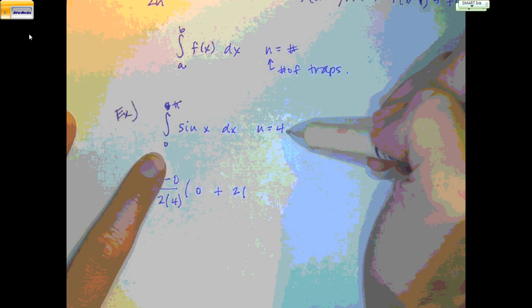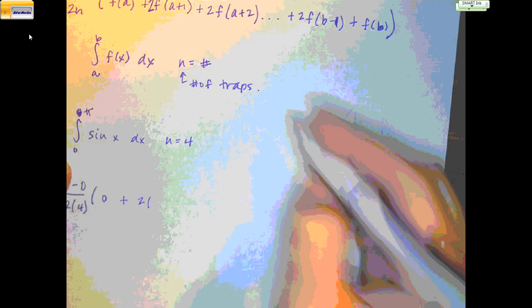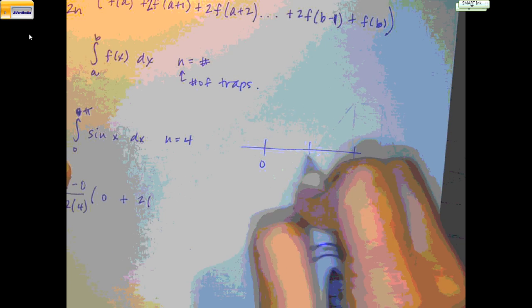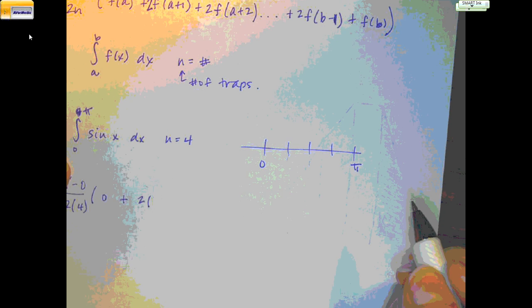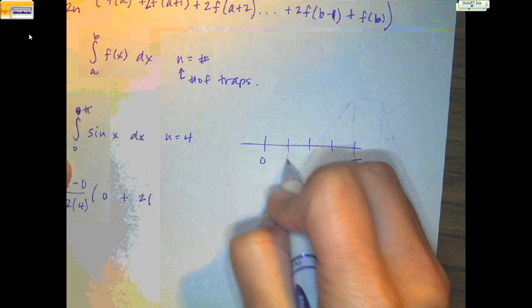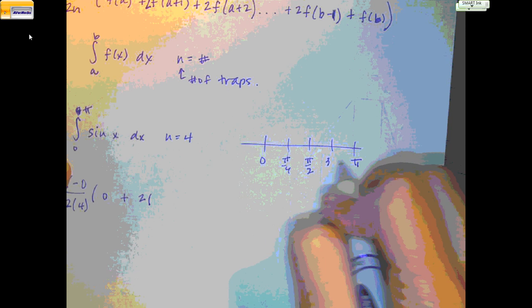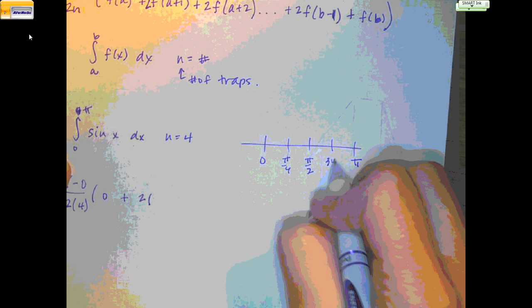If we're dividing 0 to pi into 4 equal parts, what's the next part? Where is that going to be? Like if I have a line, here's 0, here's pi, and I divide it into 4 parts, how big is each line? 1/4 of a pi, right? So we have pi over 4, half a pi, and 3 pi over 4.